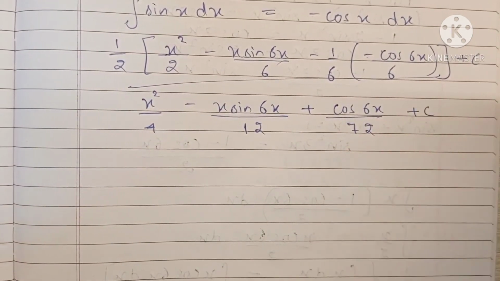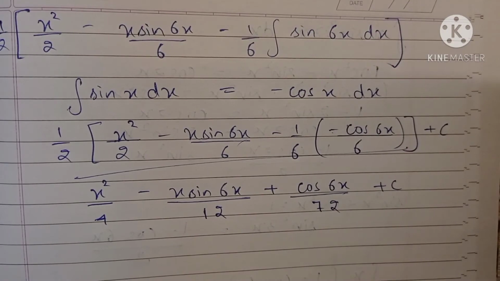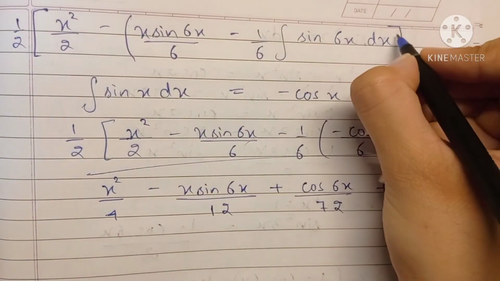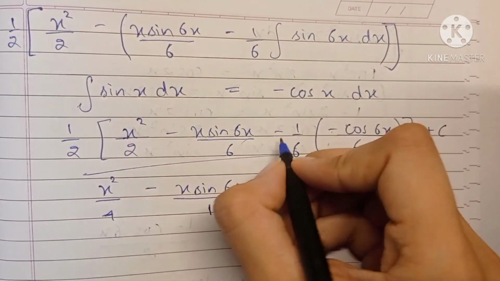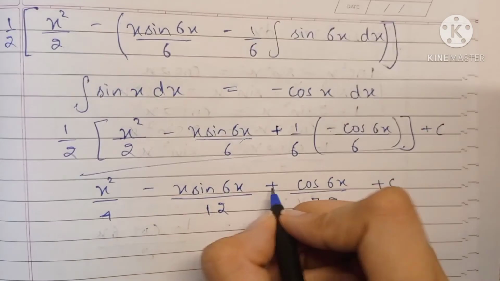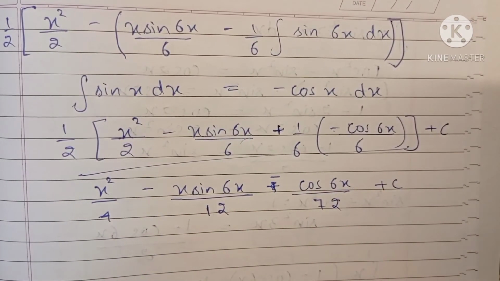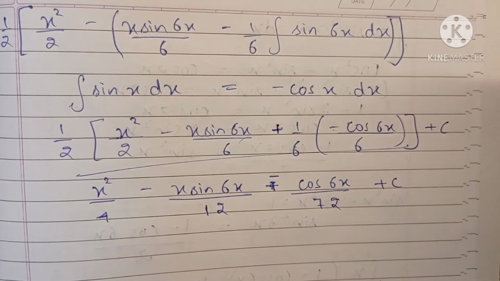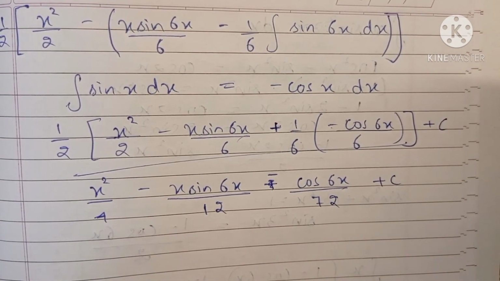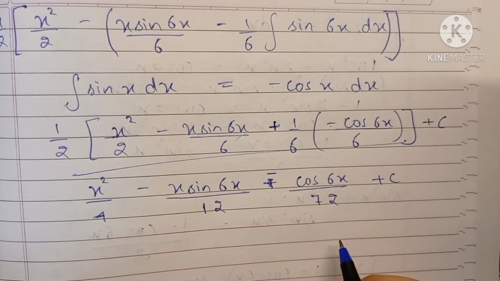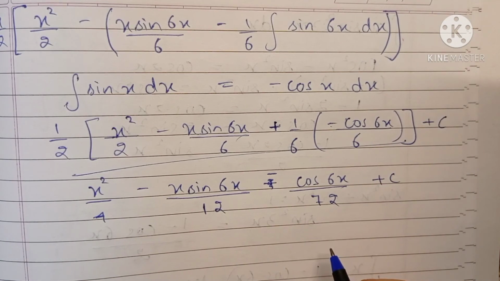plus c. And it looks like I've made a mistake here. I was supposed to add a bracket, which is why I made a mistake with the sign. Here it's supposed to be minus, but here it's supposed to be plus, which is why in the final answer it should be a minus right over here. So guys, learn from my mistake and don't make a sign mistake. Pay attention to the negative signs. They can mess up the entire answer. But now this is the final answer, just like it's given in the textbook. X squared upon 4 minus x sine 6x upon 12 minus cos 6x upon 72 plus c.